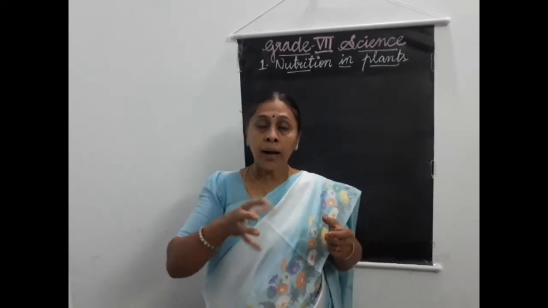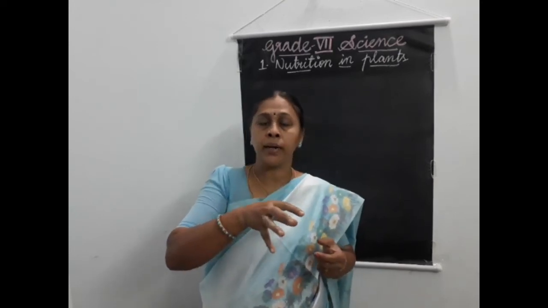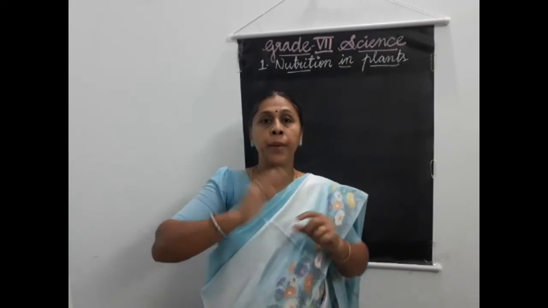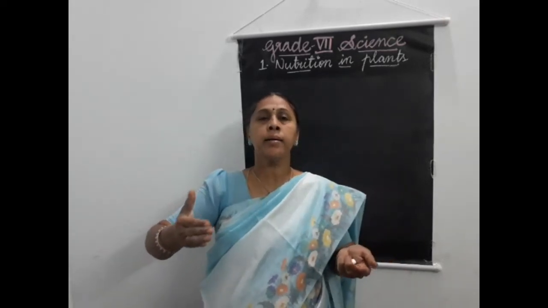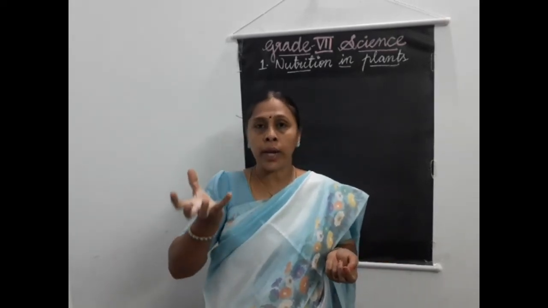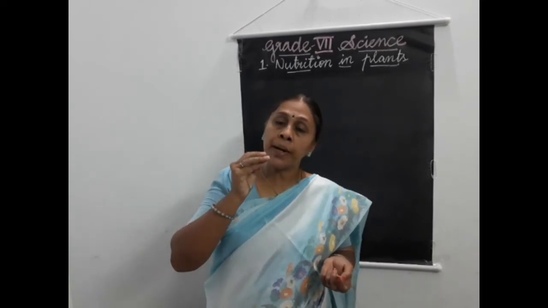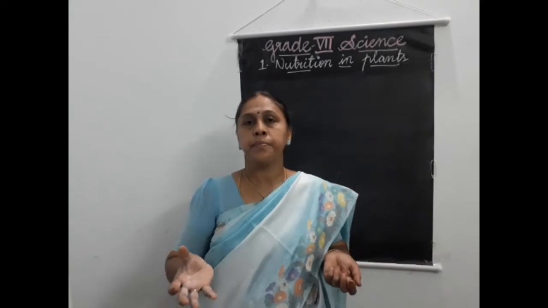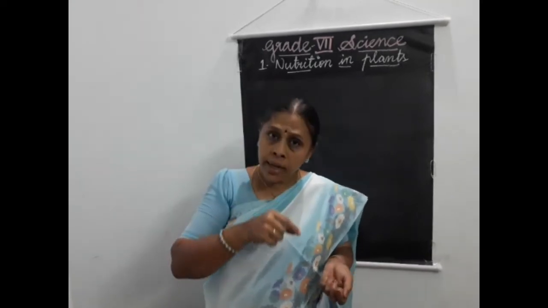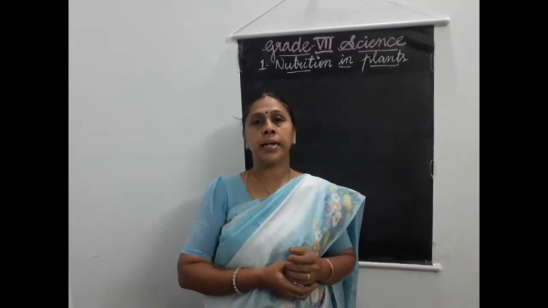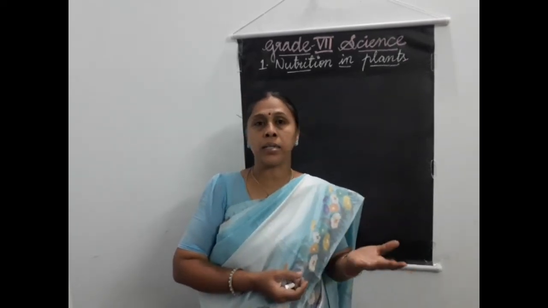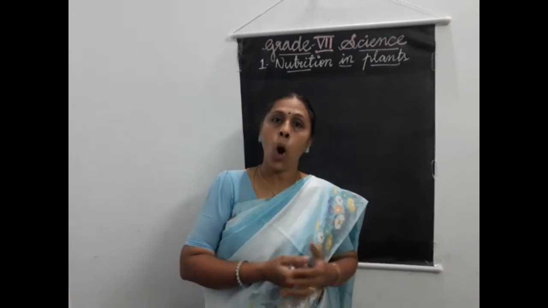Because of the other color pigment, if that leaf is yellow in color, that means the yellow color pigment will be more in that plant and the leaf appears yellow in color. Green color pigment, chlorophyll, is also present, but it will not be visible. So as the green color pigment is present, the other colored leaf plants also come under autotrophs.